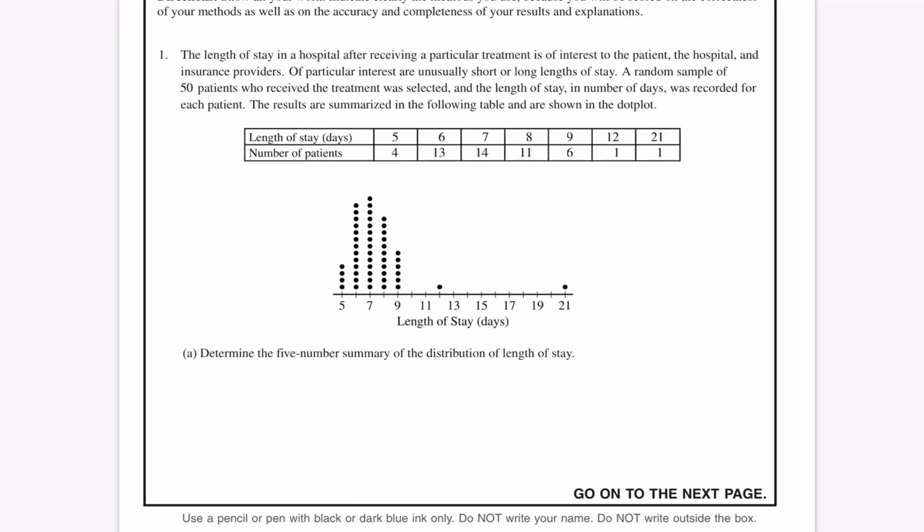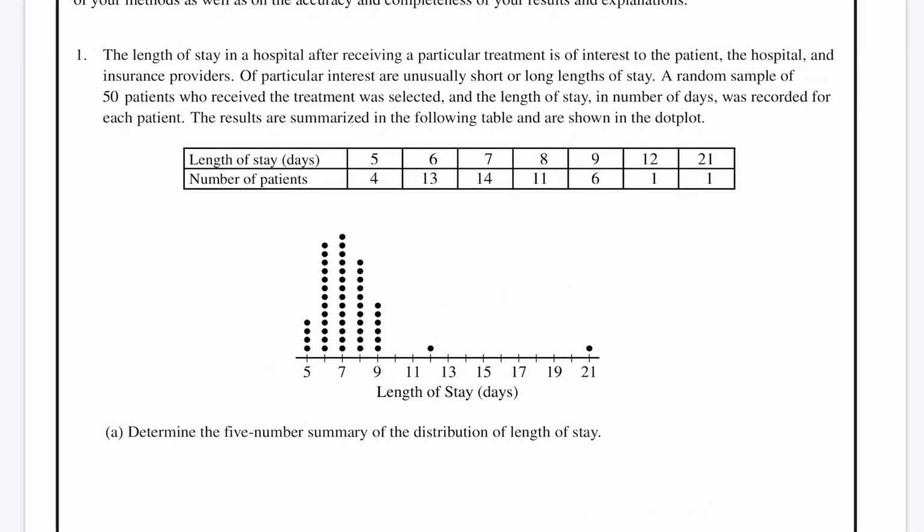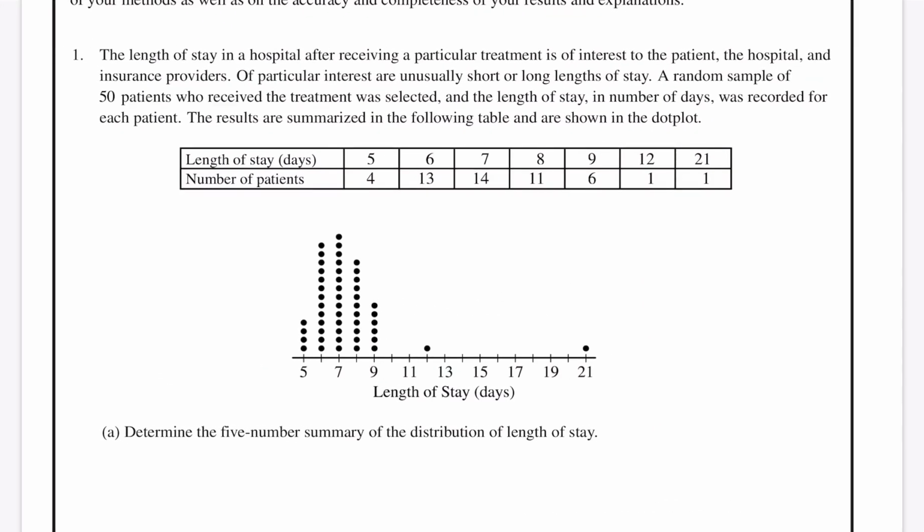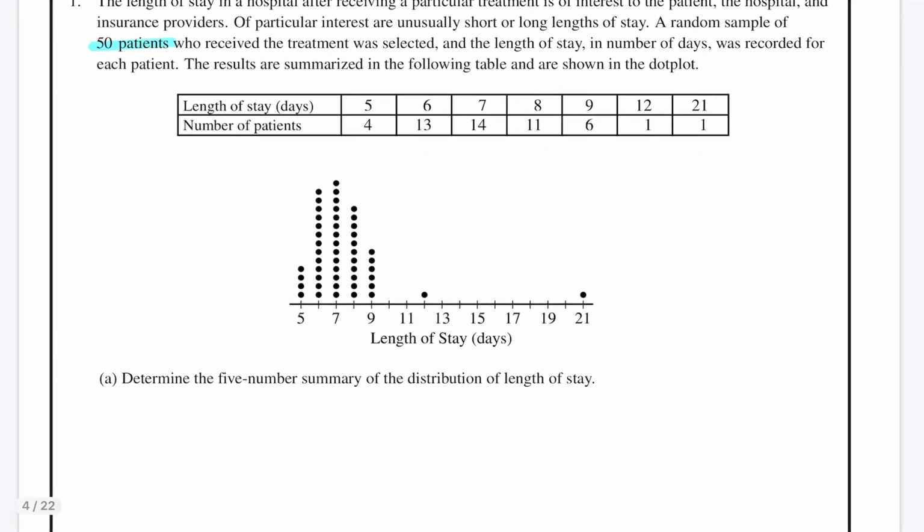So, moving on to the question, let's read it. The length of stay in a hospital after receiving a particular treatment is of interest to the patient, the hospital, and insurance providers. Of particular interest are unusually short or long lengths of stay. A random sample of 50 patients who received the treatment was selected, and the length of stay in days was recorded for each patient. The results are summarized in the following table and are shown in the dot plot.